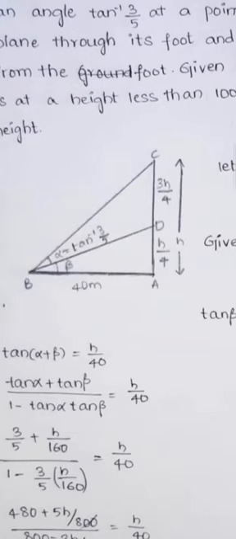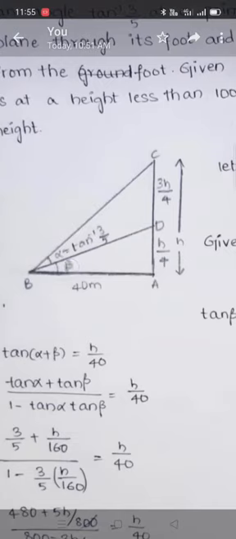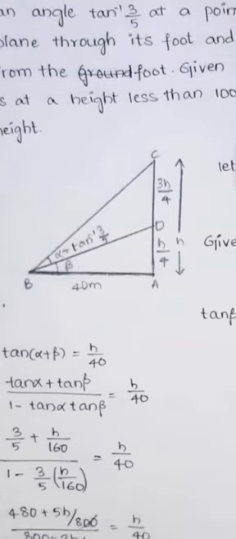What are we calling it? Alpha. Alpha is equal to tan inverse of 3 by 5. The remaining angle we are assuming as beta.